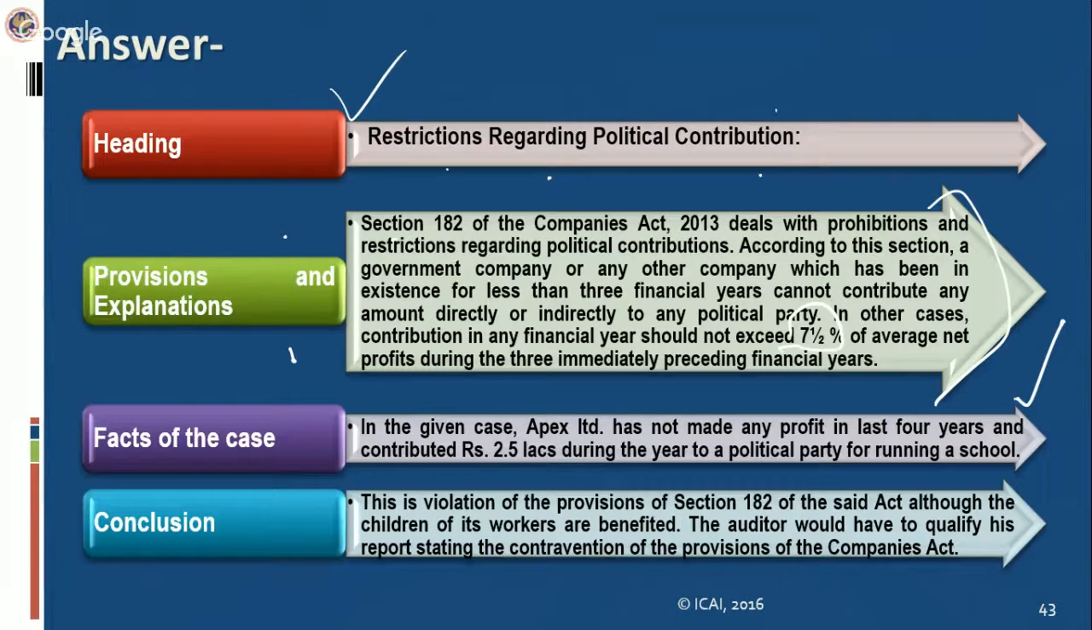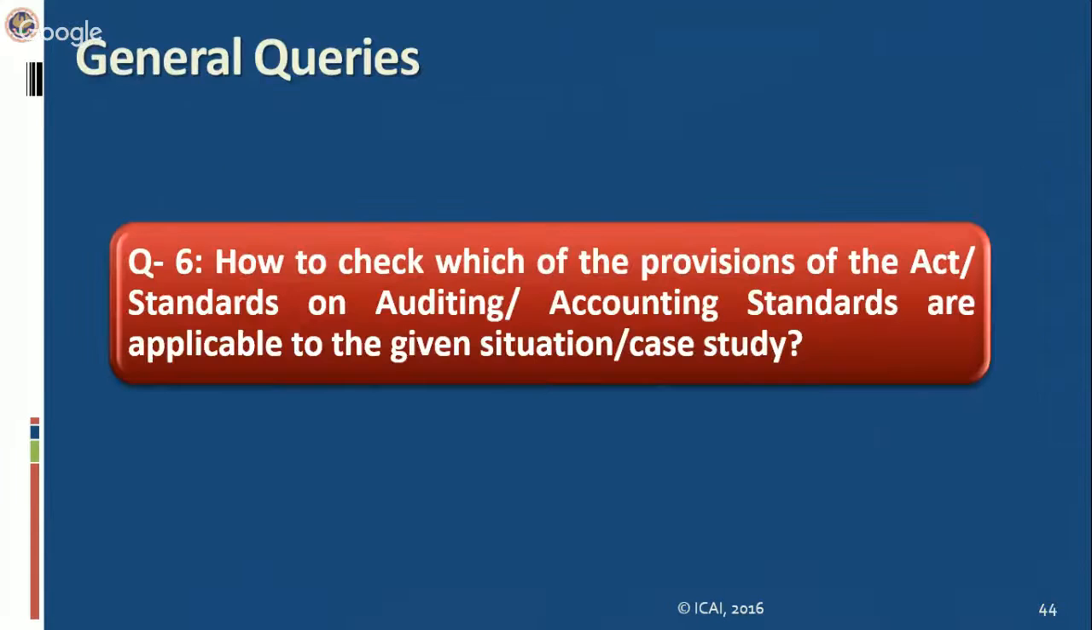And then the conclusion part, that this is a violation of the provisions of section 182 of the said Act, that is the Companies Act 2013, although the children of its workers are benefited. The auditor accordingly would have to qualify his report stating the contravention of the provisions of the Companies Act. This was the example of how you can present your answer to a case study based situation given in your examination.